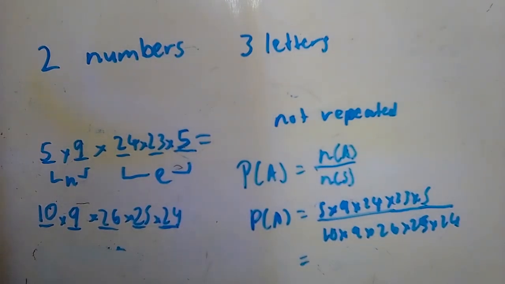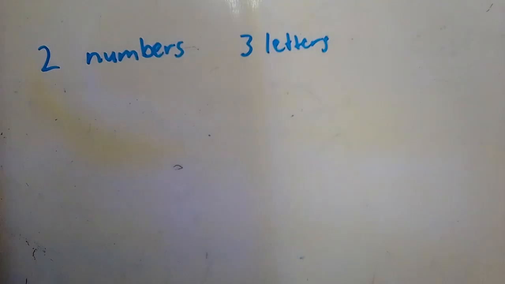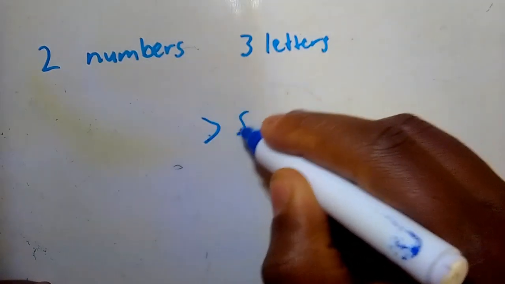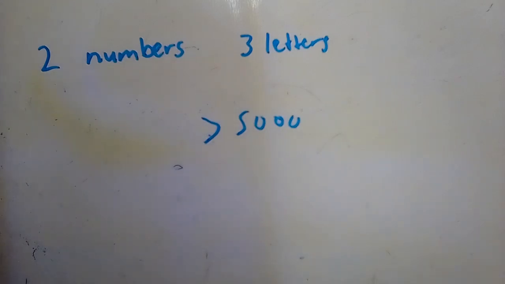Alright, in the next video, I will go deeper. I'm going to talk about numbers, such as codes being greater than 5,000, and being even.